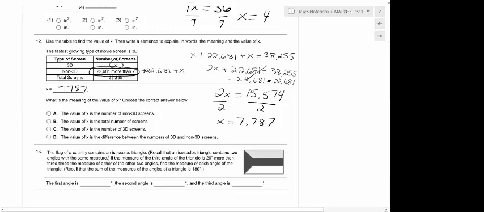And then when it says, what is the meaning of x? This is when you have to look back at your chart. X represents the what, according to the chart? The 3D? The 3D screens. Yep. So which one says that? A, B, C, or D? Well, the value of x is the number of non-digit, the value of this total screen, the value, C. C. Very good. Yep. Because X just represents the 3D screens. That's where X is. It falls in that row in that column. Very good.